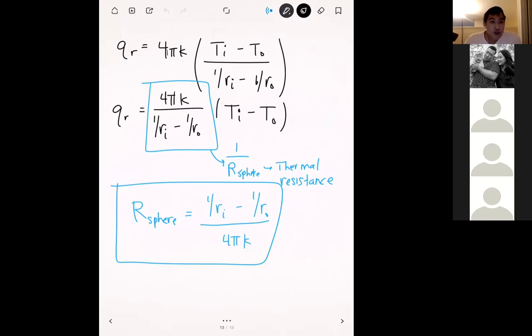Right. And so with this thermal resistance right here, you can start to do problems with compound layers of spheres, right? Let's say that we have a sphere with multiple different layers.